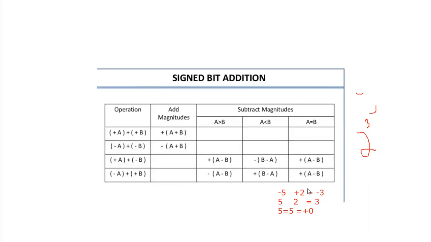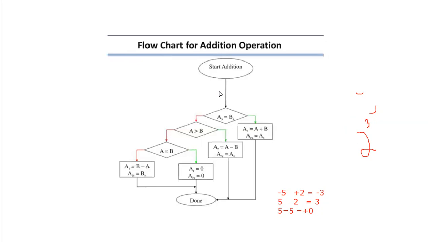Now, whatever I have said here is what is given here. Start the addition. How will you do addition? First, you compare the sign bit. If both are equal, then you go here. This is yes and this side is no. This is a flow chart, so this is for yes and this side is for no. Let us take it like that.